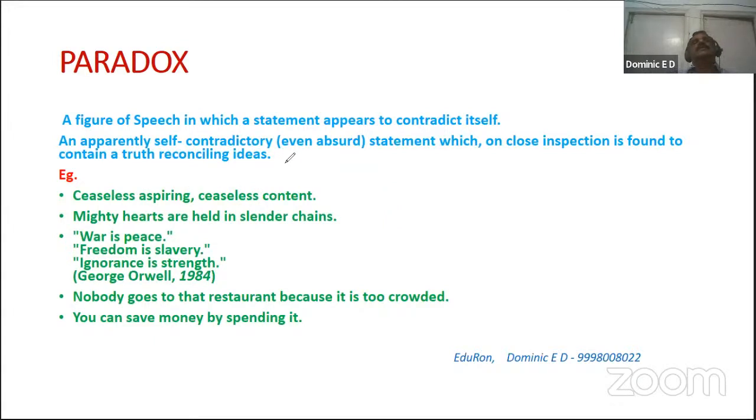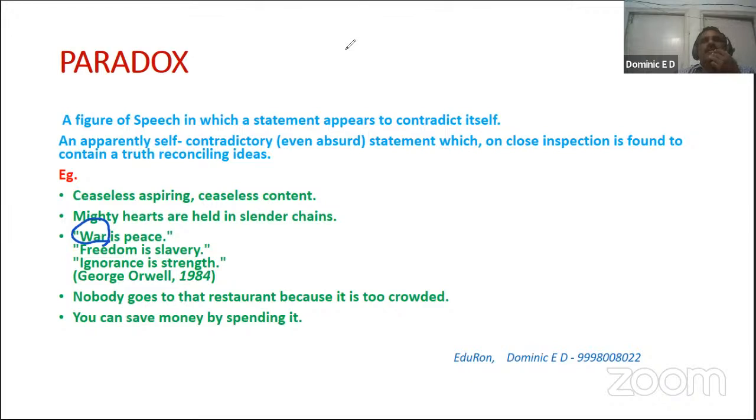Mighty hearts are held in slender chains. Mighty and slender are opposite. War is peace. Very often you can hear countries declaring war on others so that peace can be established. But war is never an answer. It only brings about misery. But the saying war is peace, very true. Freedom is slavery. Because you are restricted. Even in the exercise of freedom, you are restricted. So freedom is slavery. War is peace. Ignorance is strength, but not always.